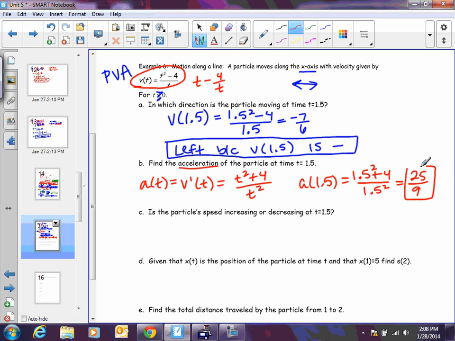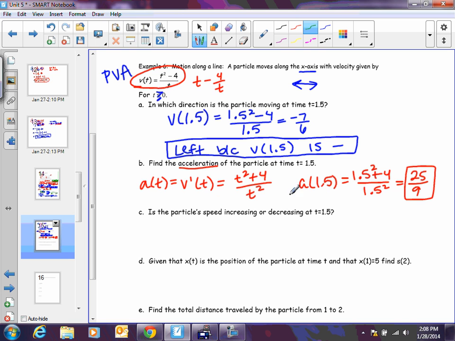Now there are no units here. They weren't given. You can't just assume they're meters per second. In calculus, they could be anything. It's not like physics where you're pretty much always in the metric system. And so if they don't give you units, you don't have to write units. But if they give you units, you've got to use those units.